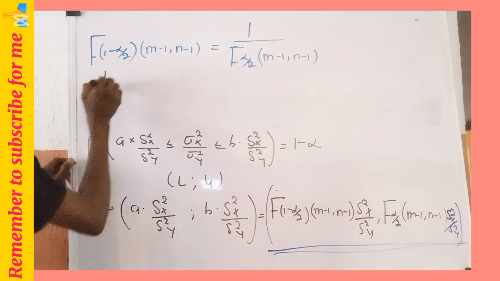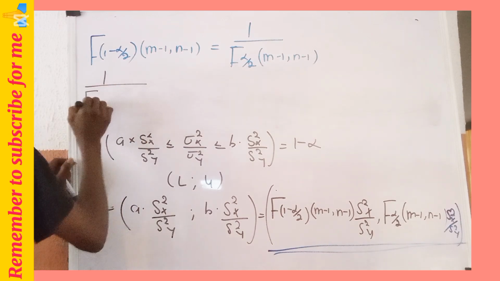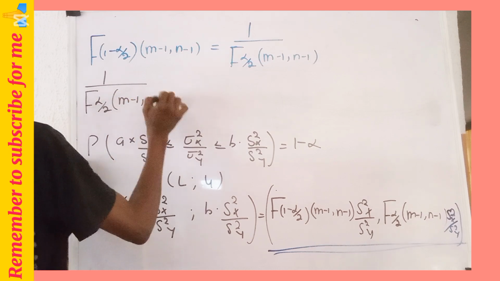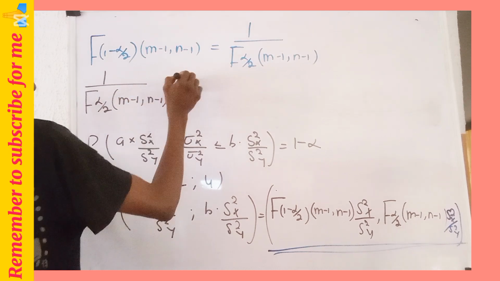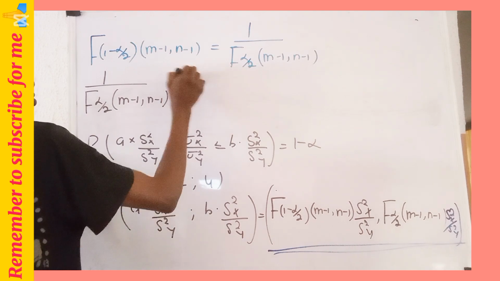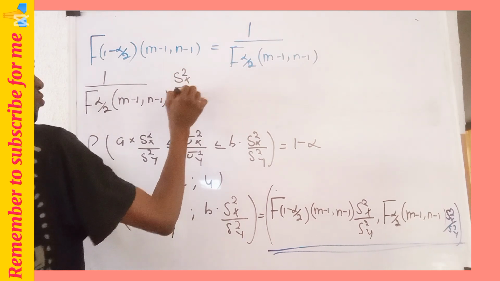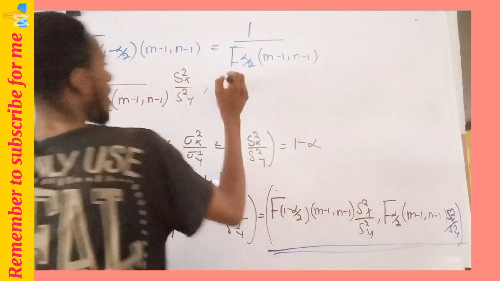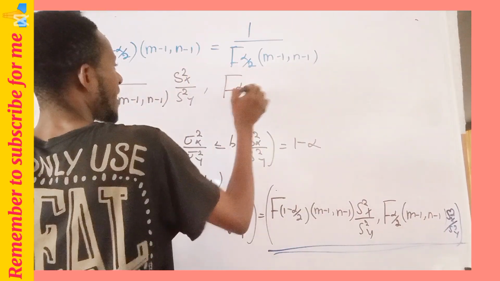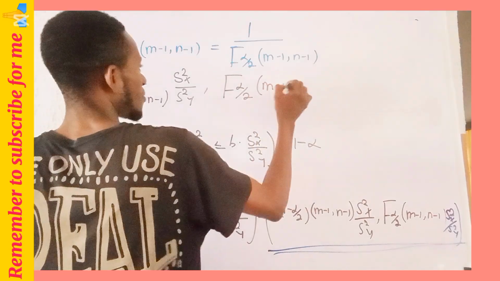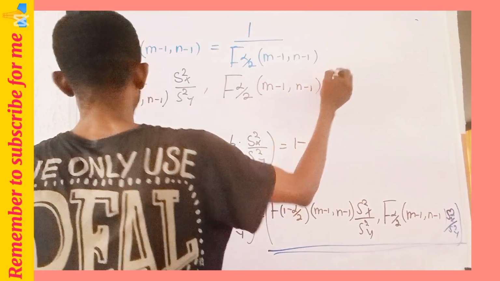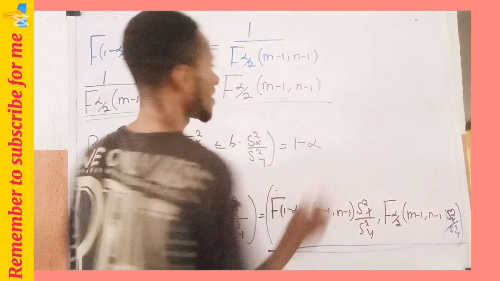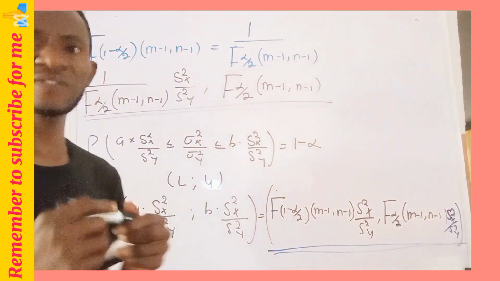I will have 1 all over F of alpha over 2 into (m minus 1, n minus 1) degrees of freedom. Then I have S squared of X all over S squared of Y for this one, comma. Coming over here, I'll write F alpha over 2 into (m minus 1, n minus 1) degrees of freedom. This is the confidence interval also for the ratio of two population variances.